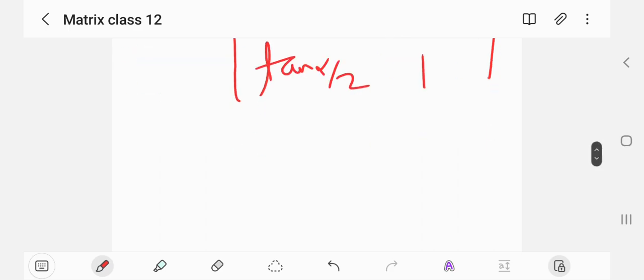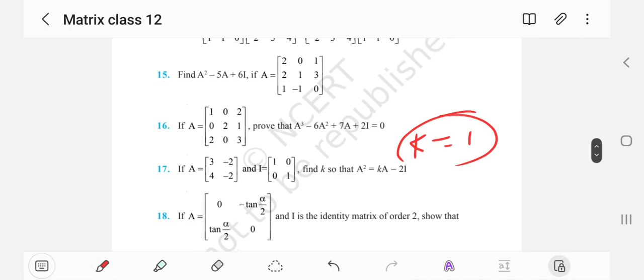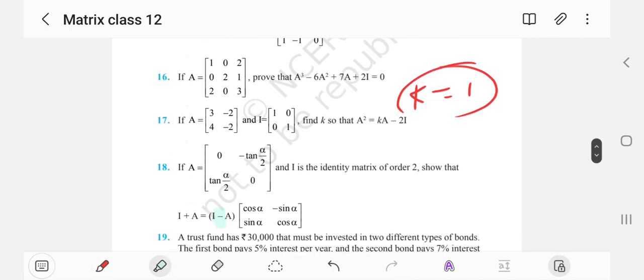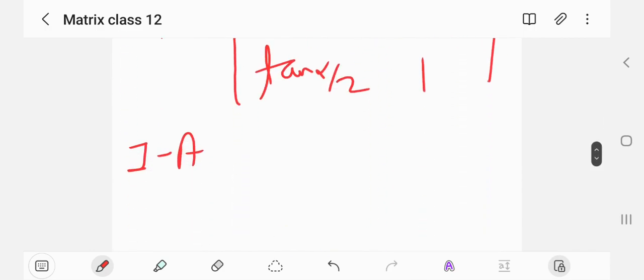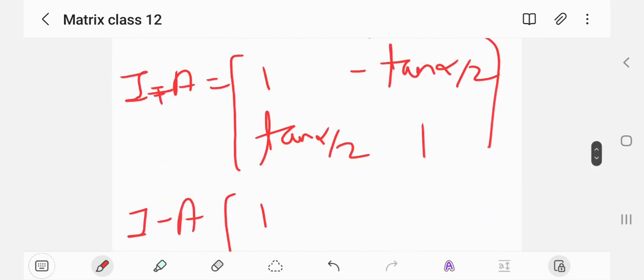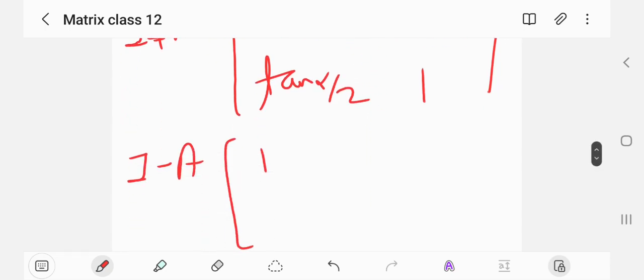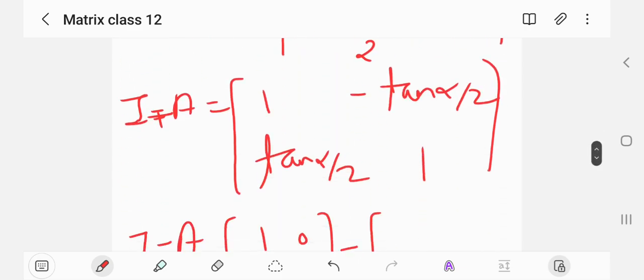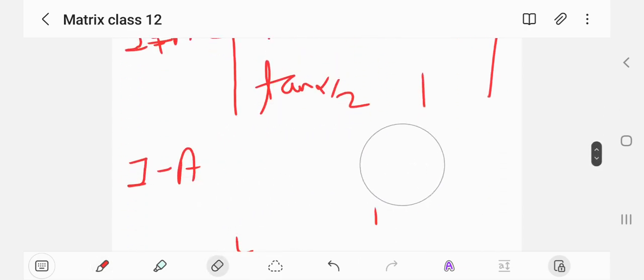Now I have to find I minus A also. You can see here I have to find I minus A also, because only then will I multiply it with this given matrix, right? So let me find I minus A also. I minus A will be 1 0 0 1 minus this very matrix A. Let me write I minus A directly.